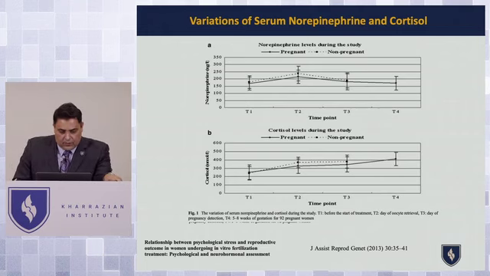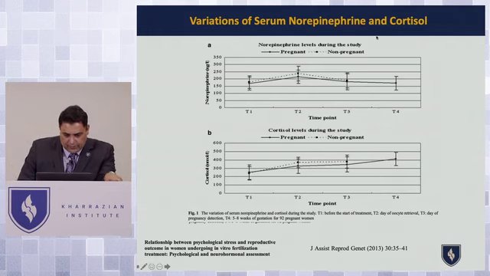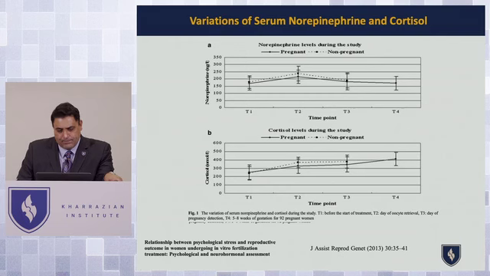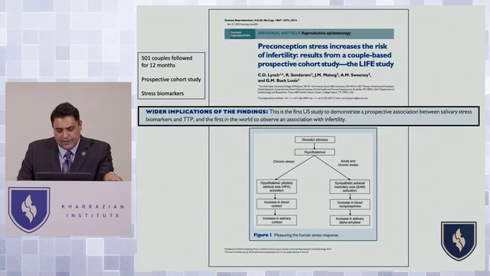So when they looked at the variations of serum epinephrine and norepinephrine with pregnant females, which are the solid line, and non-pregnant females, they found much, much higher norepinephrine levels with females that went through IVF and were not able to get pregnant. And then they also looked at the same thing with cortisol levels, and they found that non-pregnant women had much higher levels of cortisol when they were extracting the eggs in IVF therapy. So stress responses, especially at the ovarian egg level, is very, very important.